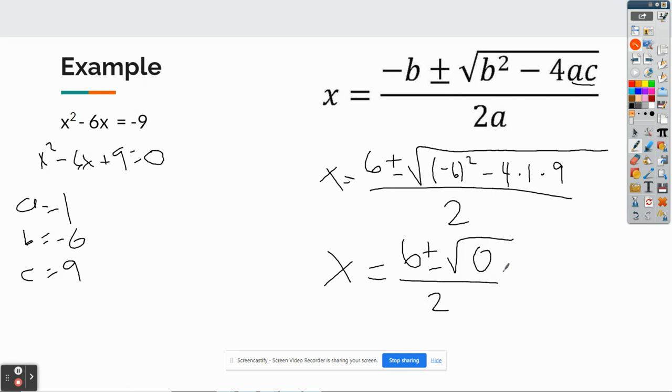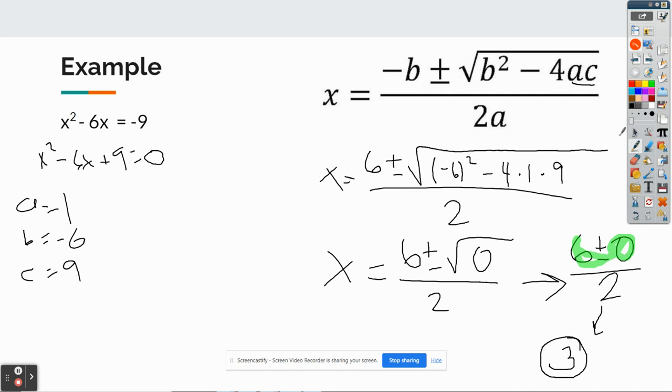Okay, the square root of 0 is 0. So this is 6 plus or minus 0 over 2. Okay, and there's actually only going to be one solution here. All right, because if I do 6 plus 0, that's 6. And 6 divided by 2 is 3. So 3 is a solution. And then if I do the minus, 6 minus 0, that's still 6. And 6 divided by 2 is still 3. So in this case, we would only have one solution, and it would be a 3.